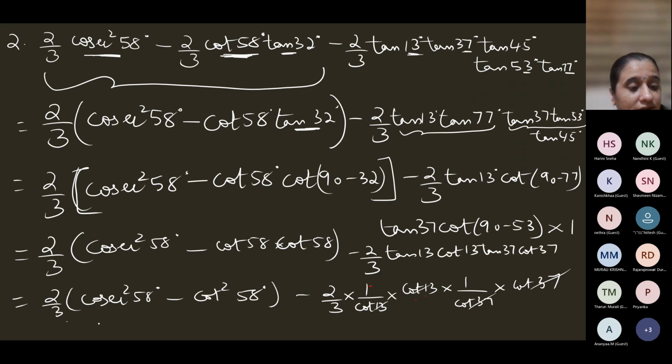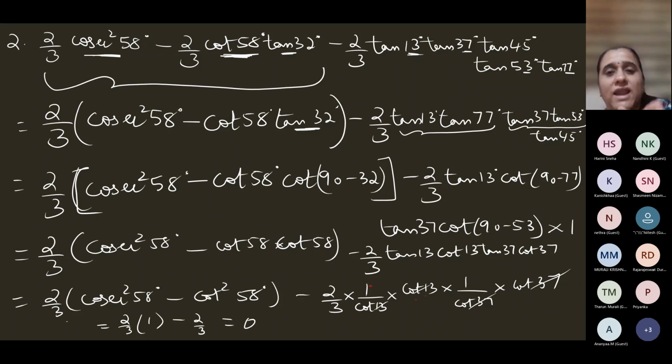Let me write it here. I can't write that extreme left. Is equal to 2 by 3 into 1. Cosecant square theta minus cot square theta is 1. Minus 2 by 3. There also everything gets cancelled. So 2 by 3 minus 2 by 3, which is 0.